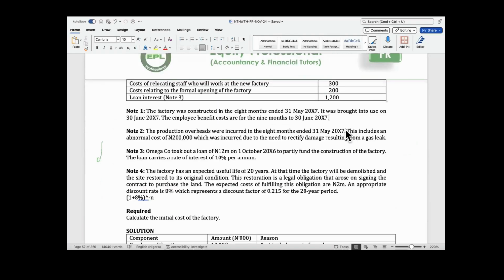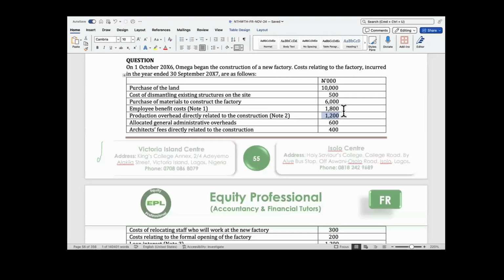These include an abnormal cost of 200, which was incurred due to the need to rectify damage resulting from a gas leak. I'm not sure I mentioned normal loss or wastage. Any costs relating to wastage will be expensed. We do not capitalize that. So the production overhead includes that abnormal loss or wastage of 200. That means we are going to deduct it. What we capitalize is how much? 1,000, the amount minus 200.